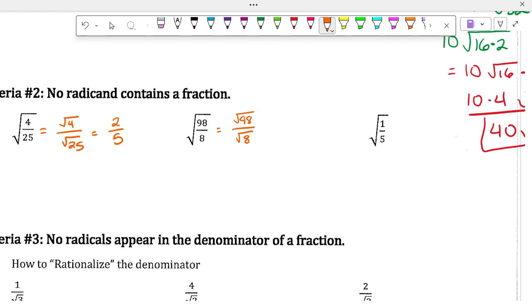So we're going to simplify these both first. So 98, what are some factors of 98? 49 and 2. So I can rewrite this as square root of 49 times the square root of 2. So this would be 7 square root 2. What about 8? So 4 and 2. So 8 can be rewritten as the square root of 4 times the square root of 2. So 2 square root 2.